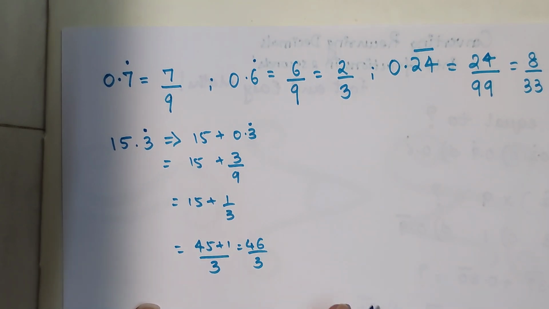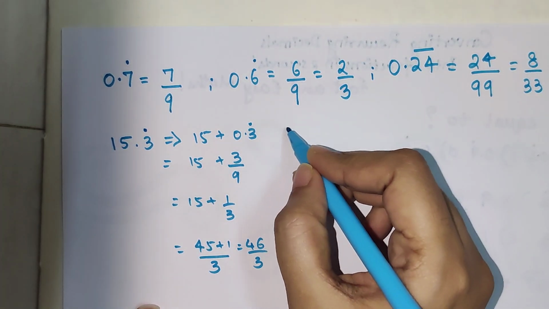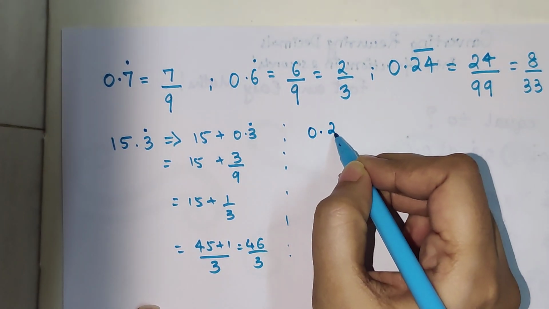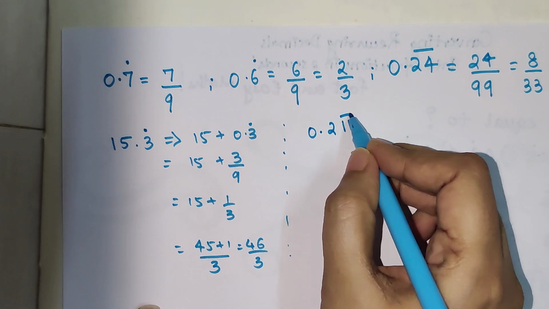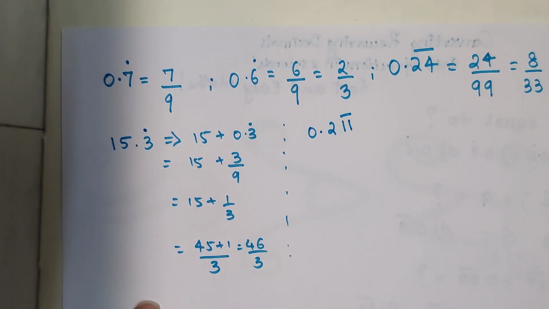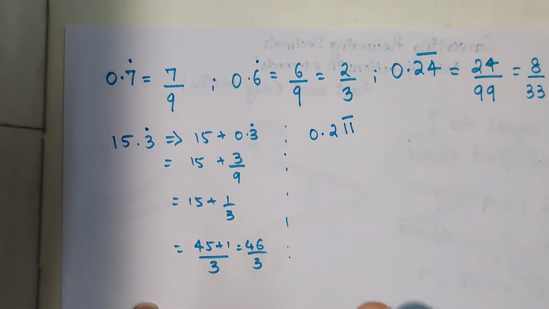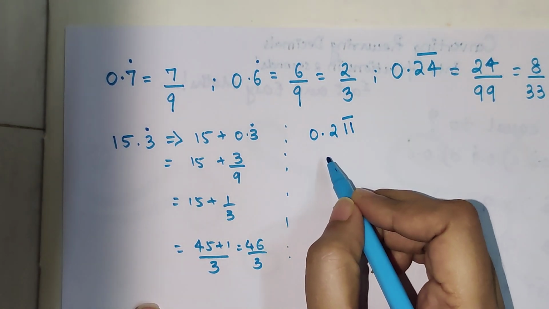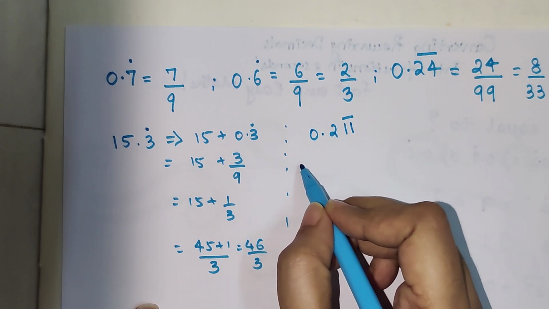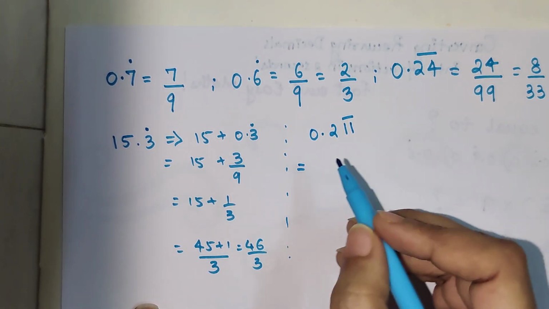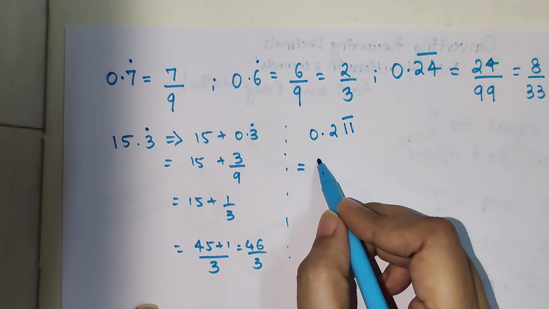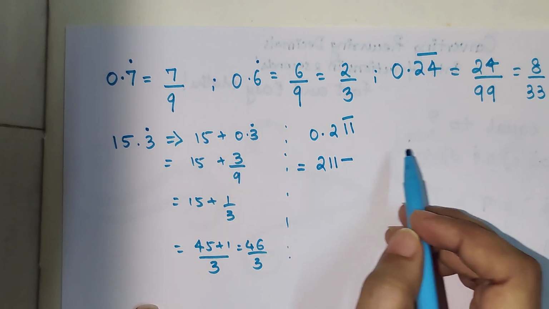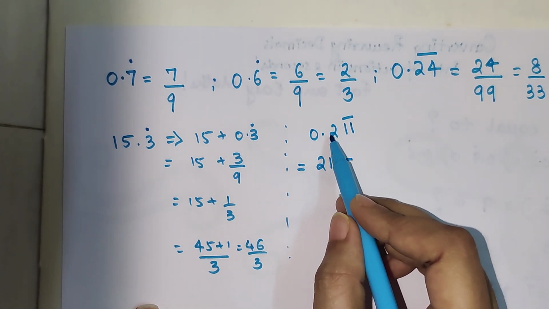So this is fine. Now let's see what happens when there is a scenario something like this, 0.211, where 11 is recurring. So now over here, this is very important for you all to understand, so I want all of you to pay attention to this. All you have to do is you just write this as nothing but 211, and then you subtract the number which is not repeating. So here, can I say that number 2 is not repeating?